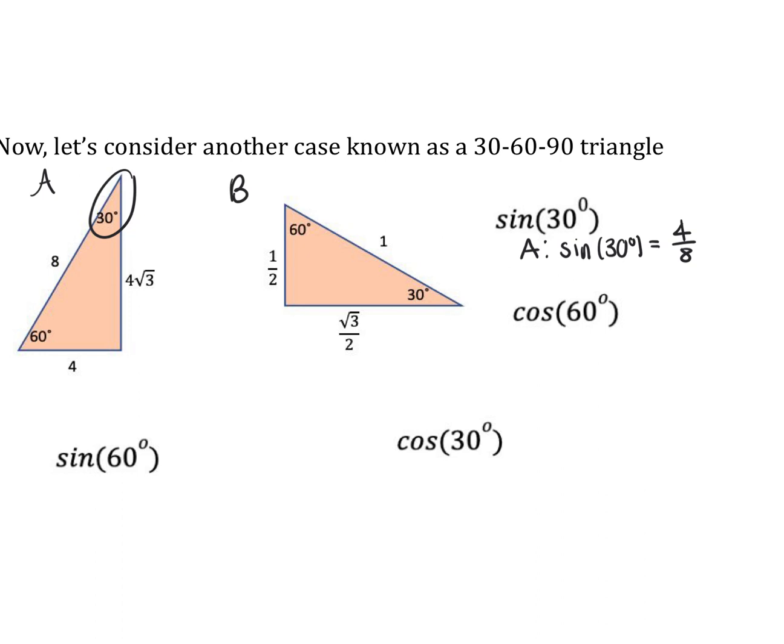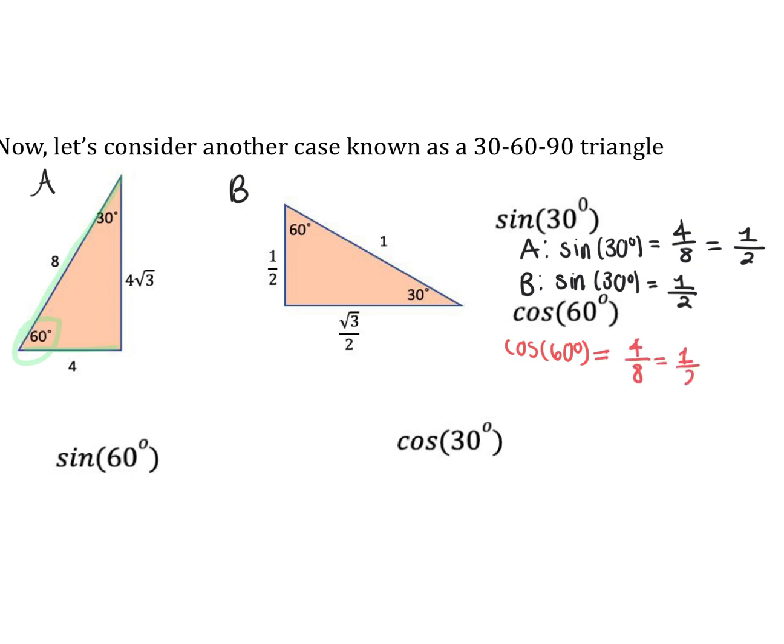So for A here, we're going to say sine of 30 degrees is 4 over 8, which is 1/2. Then we're going to do triangle B, and that'll just be 1/2. So now we're going to do cosine of 60 degrees. We'll start with triangle A. Over here, we have 60 degrees in the corner. So that's going to be 4 over 8, which is just 1/2.